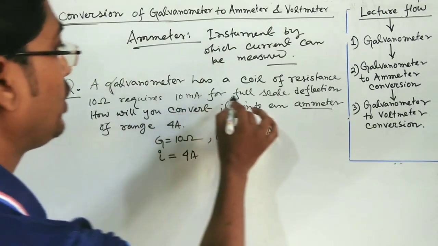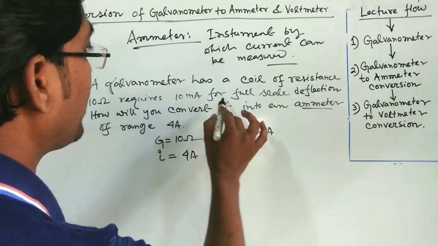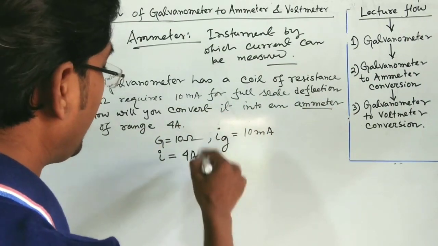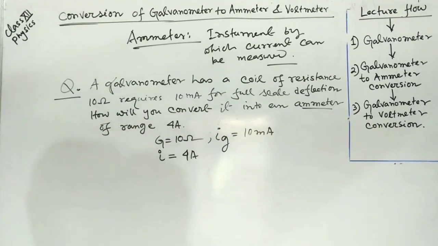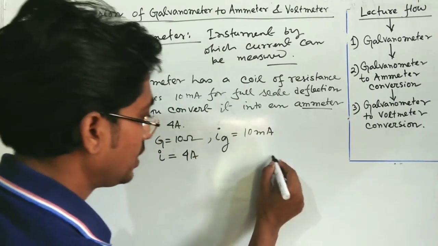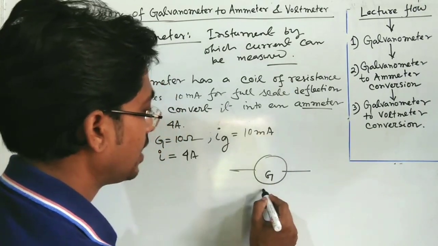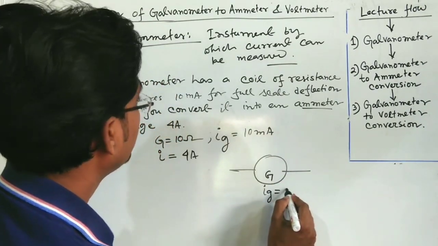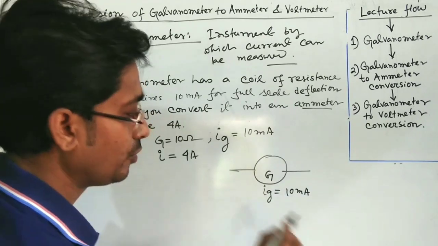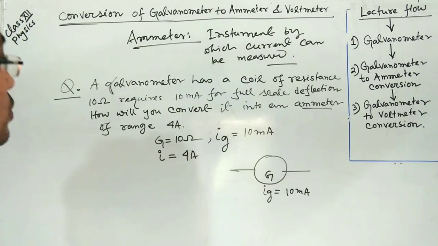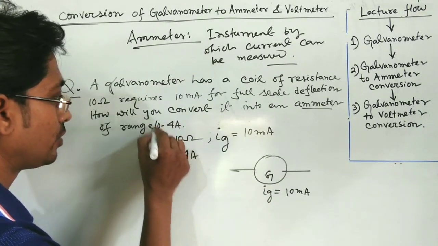You can see 10 milliampere for full scale deflection. How will you convert it into an ammeter of range 4 ampere? So I have told you, if the galvanometer bears Ig equal to 10 milliampere, and you want to measure up to 4 ampere current, the range will be 0 to 4 ampere.